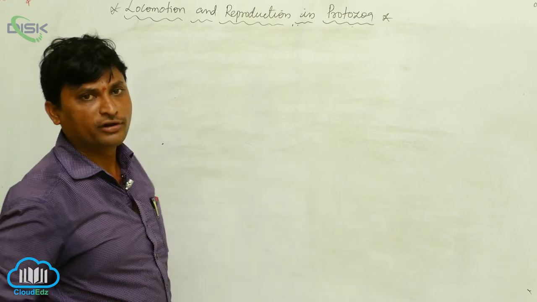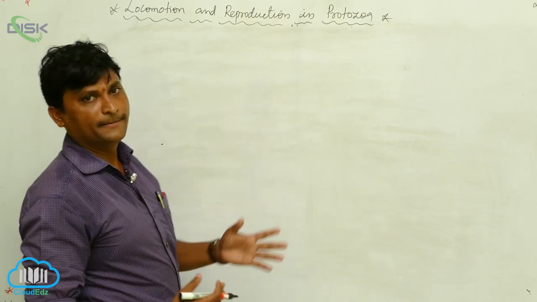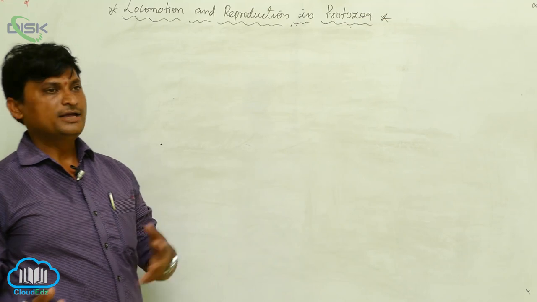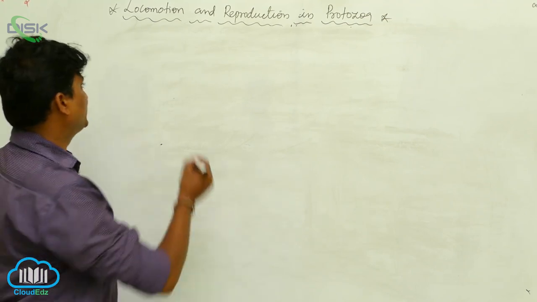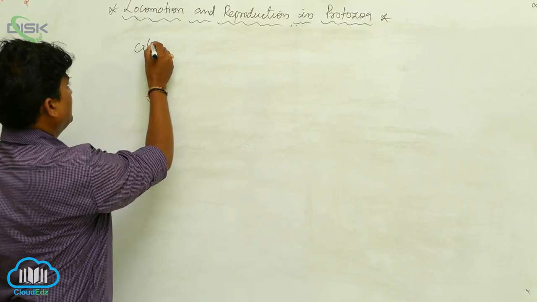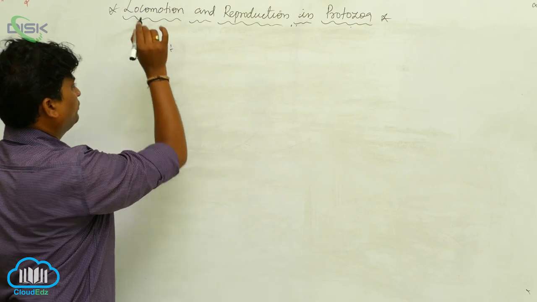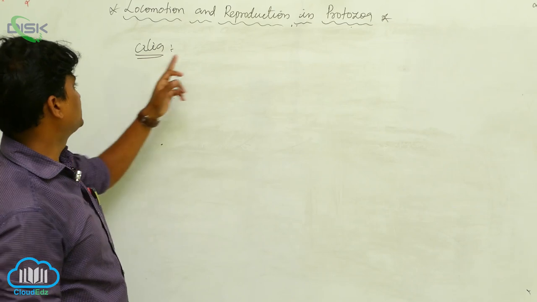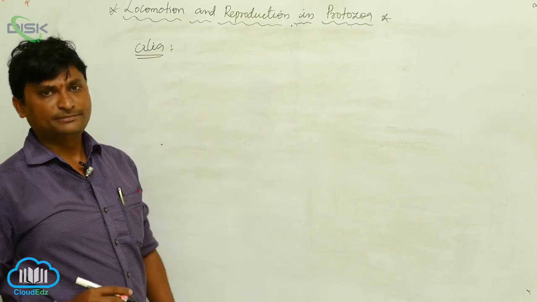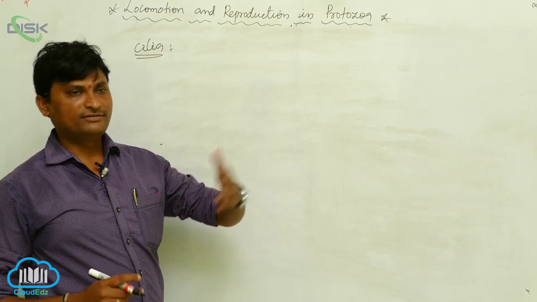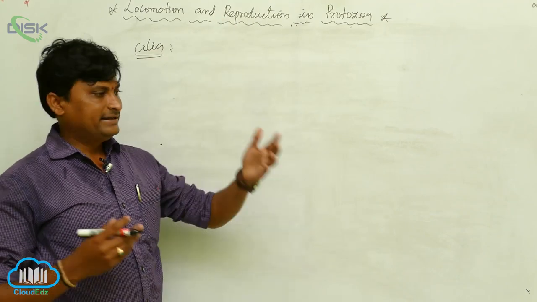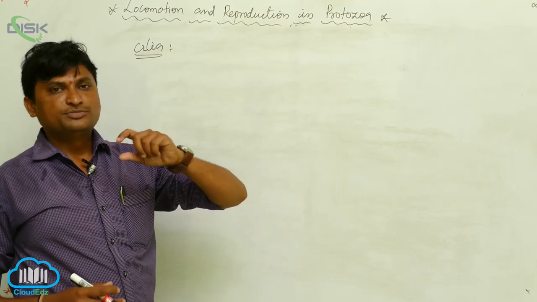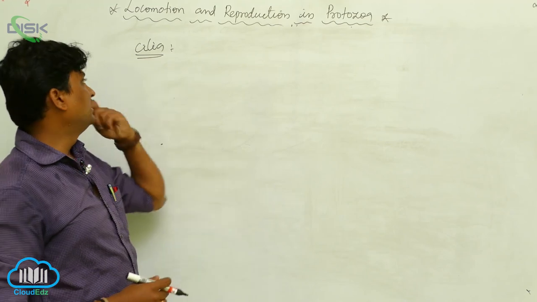Apart from the pseudopodium and flagella, now we are going to see the smallest type of locomotor organelle, which is cilia. Cilia is another type of cell locomotor organelle in the protozoa. Cilia are small hair-like projections. Compared to the flagella, which is a very whip-like structure, the cilia are not like that; they are only smaller and shorter in size.